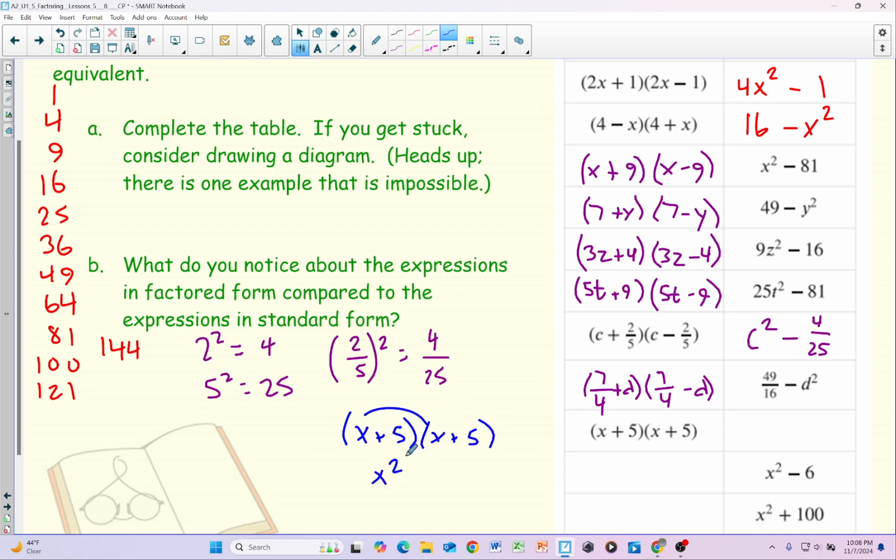x squared, 5x, 5x plus 25. Now, one shortcut that you might notice, the more you do this, you start realizing that the linear term, that middle term, is just the sum of these two numbers. Because that's how we look at it when we factor, right? We want to know what numbers add to the middle term. So 5x and 5x is going to give us 10x.